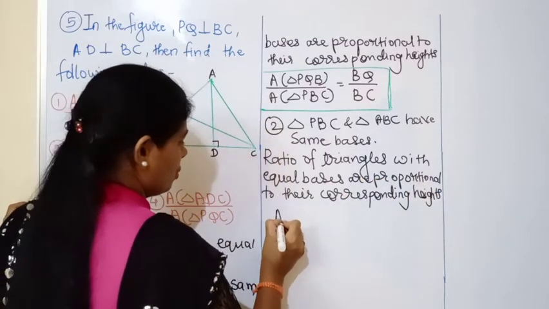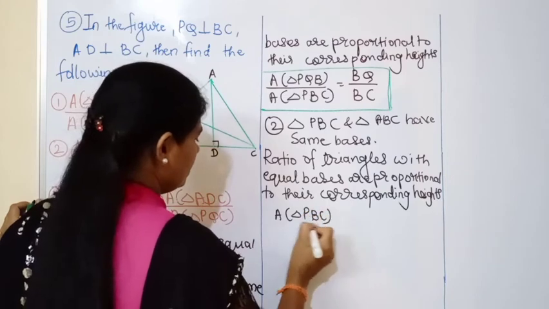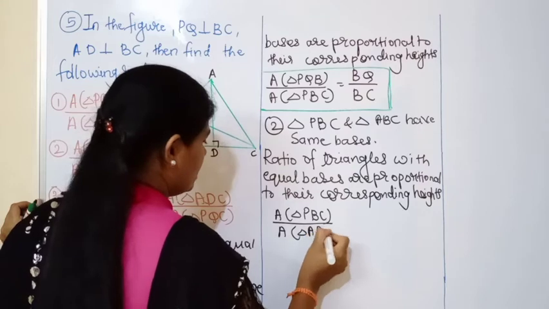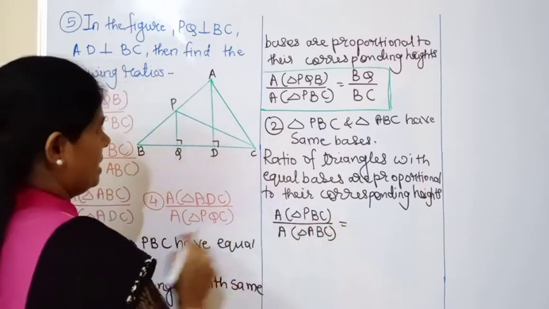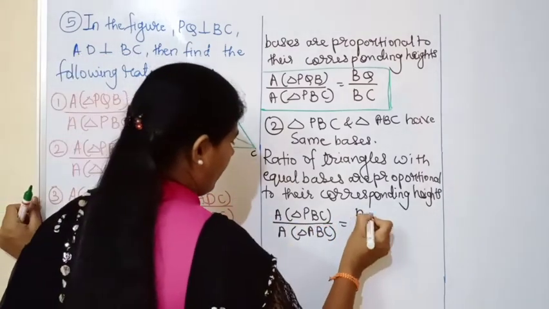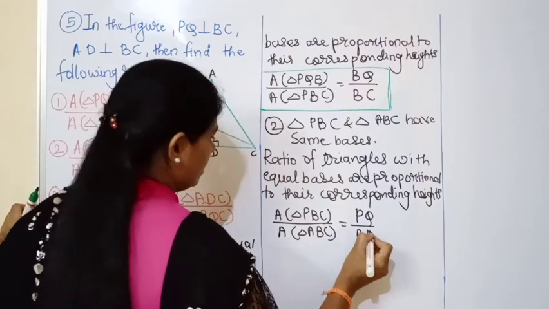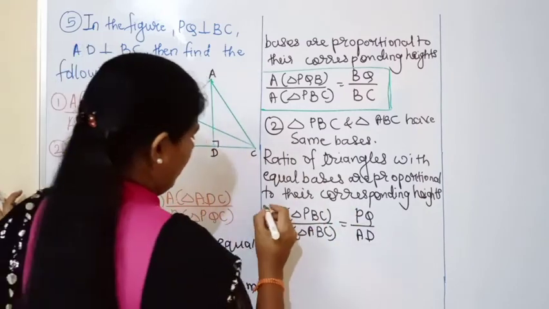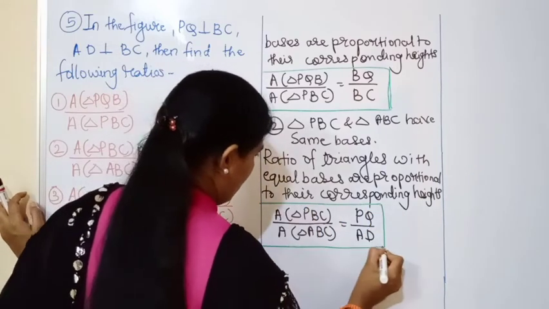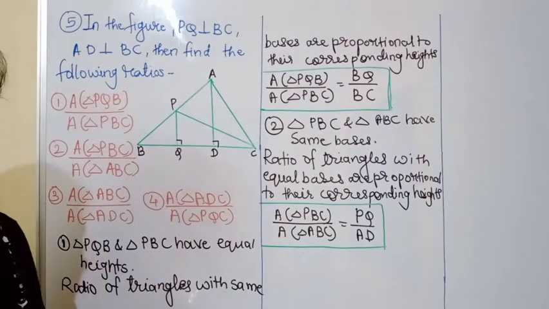So what is the ratio now? Area of triangle PBC upon area of triangle ABC. Base BC is the same. What is the height of PBC? That is PQ. And what is the height of ABC? Height of ABC, that is AD. So in this way we got the second ratio, that is PBC upon ABC equal to PQ upon AD. So here we have considered the corresponding heights.